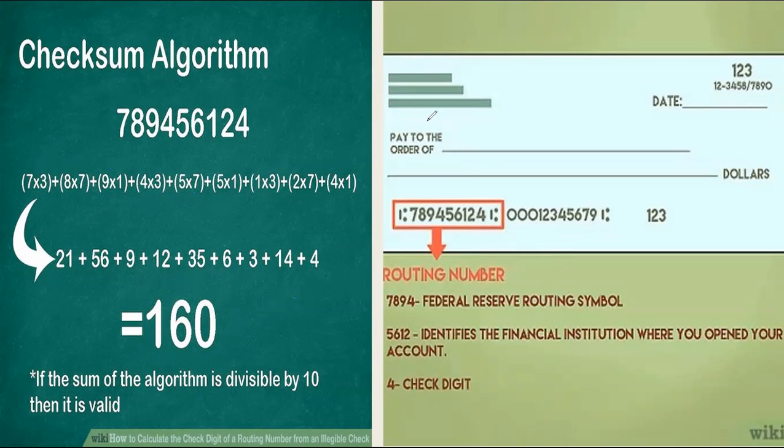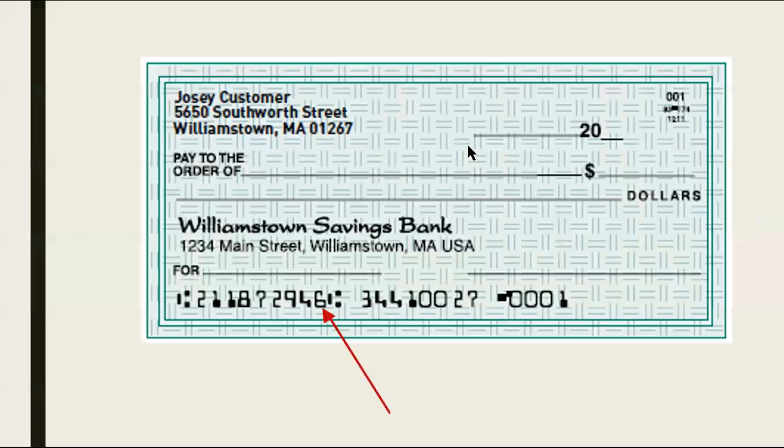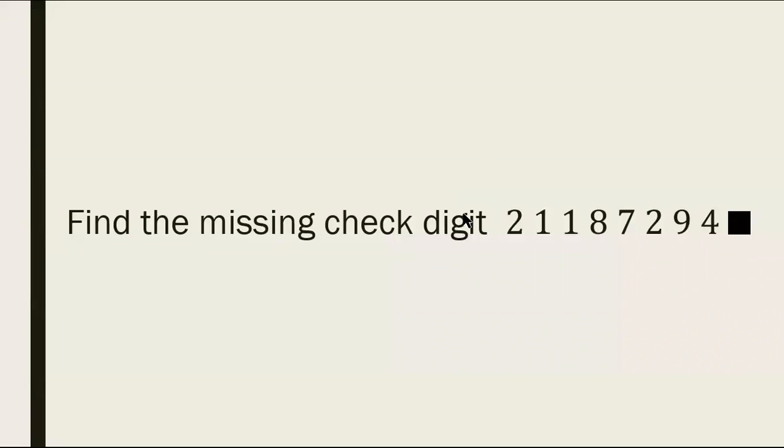So, for example, if we have a routing number like 2118729 and some missing number, and we want to find what the check digit should be which makes this a correct routing number. The procedure was to multiply the first number by 3, the second number by 7, and the third number by 1, and do the same procedure.